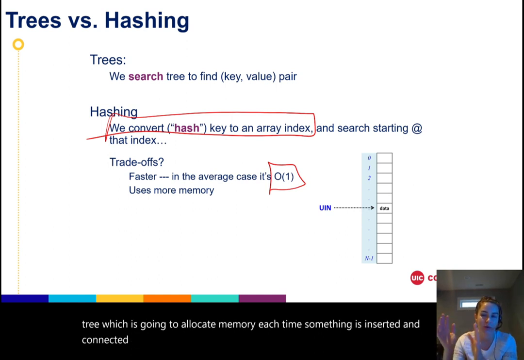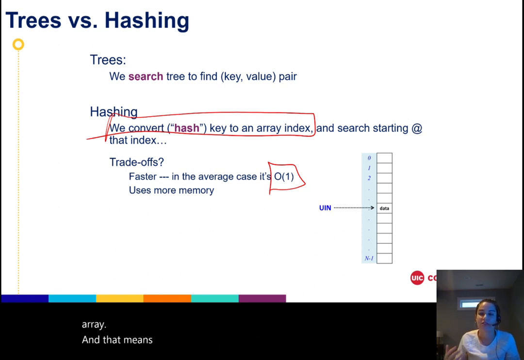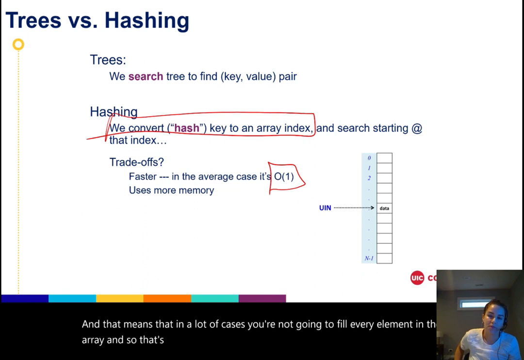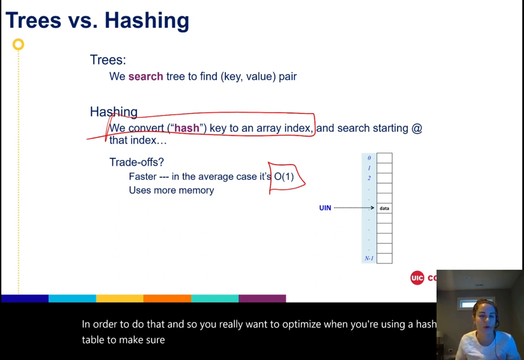A hash table requires you to allocate space for a whole array. And that means that in a lot of cases you're not going to fill every element in the array. And so that's going to use up more memory. So you really want to optimize when you're using a hash table to make sure you're filling it to some capacity where it makes sense, some percentage.